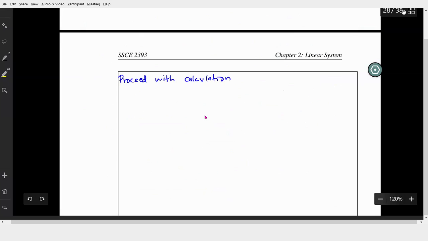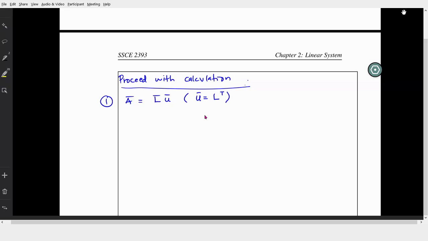So step 1, A equals LU. But don't forget that for the Cholesky, matrix U equals the transpose of L. This is specific for Cholesky only, so please highlight that one. Meaning that, write down your A. So 4, 6, 8, 6, 10, 14, 8, 14, and 45. This is the latest A, not the original from the question. A with the SPD.